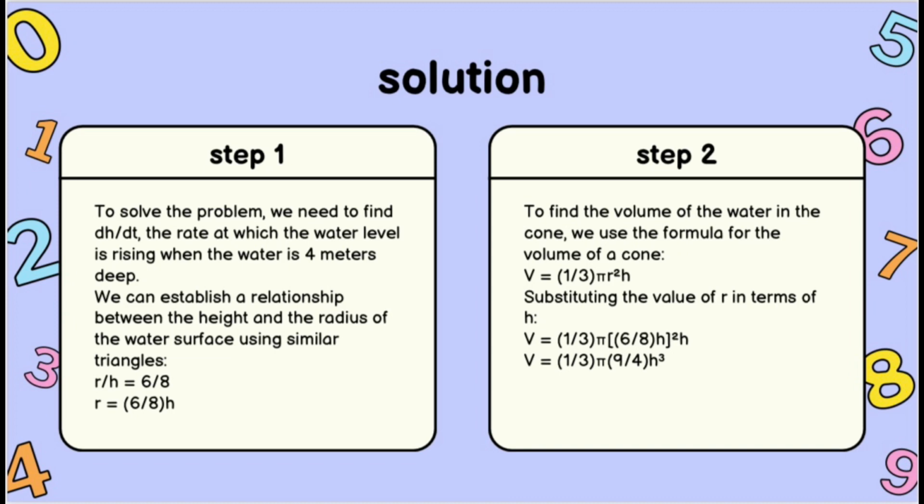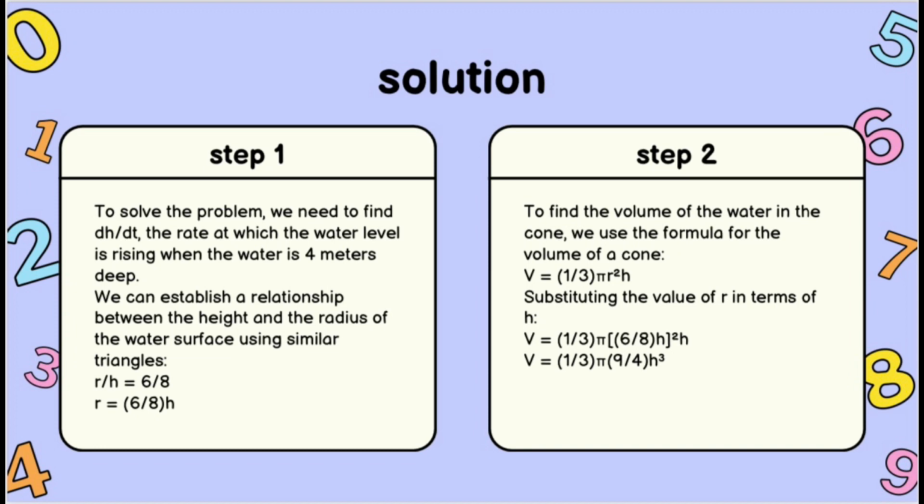Step 1. To solve the problem, we need to find dH over dt, the rate at which the water level is rising when the water is 4 meters deep. We can establish a relationship between the height and the radius of the water surface using similar triangles. R over H equals 6 over 8. R equals 6 over 8 H.